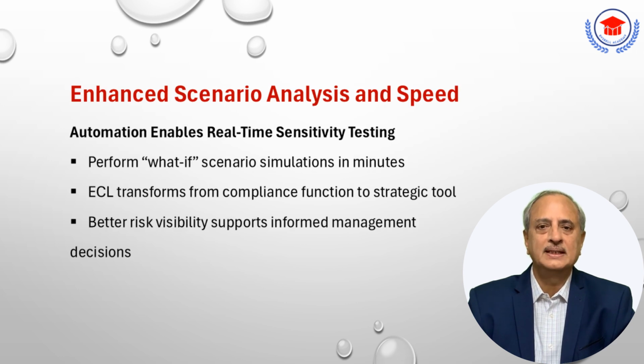Consider also how automation enables speed. Under traditional methods, if the board asks, can we see what happens if the economy contracts by 1% more than your base case? The finance team might groan. That could mean hours of reworking spreadsheets. But with a robust model in a system, you can input that scenario and get results in minutes. The agility to perform scenario analysis is invaluable. It transforms ECL from a static compliance exercise into a dynamic risk management tool. Management can make more informed decisions. For example, maybe they decide to tighten credit terms after seeing a worst-case scenario outcome on the allowance.